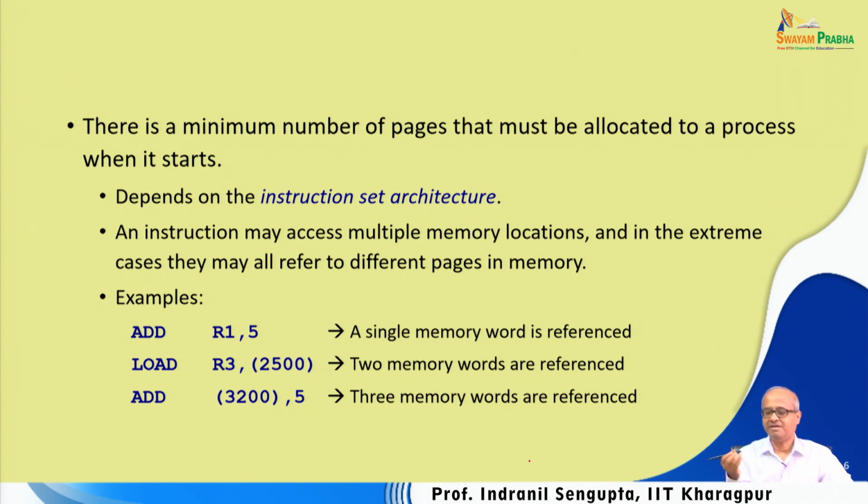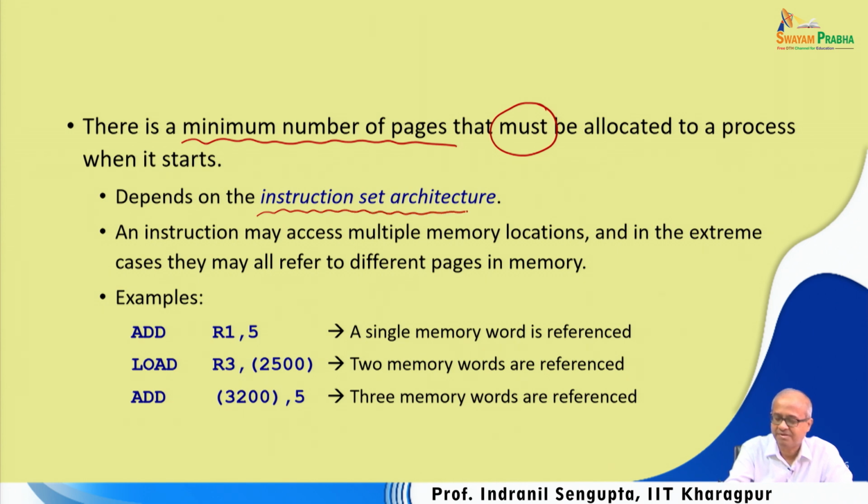But what I am trying to say here is that there is a minimum number of pages that must be allocated to a process when it starts. If you do not allocate this minimum number of pages to a process, then some instruction, not all, some instruction may not be able to execute at all. And how many such pages must be allocated? This depends on the instruction set. What are the kinds of instructions the computer system is supporting? Because some instruction may be trying to access memory locations multiple times. That can lead to multiple pages and failures.